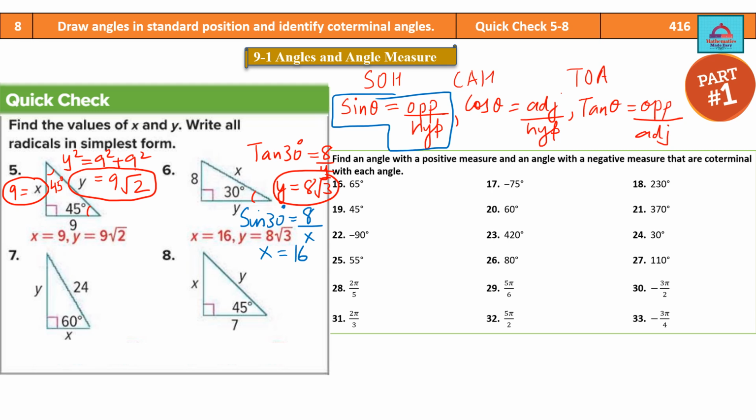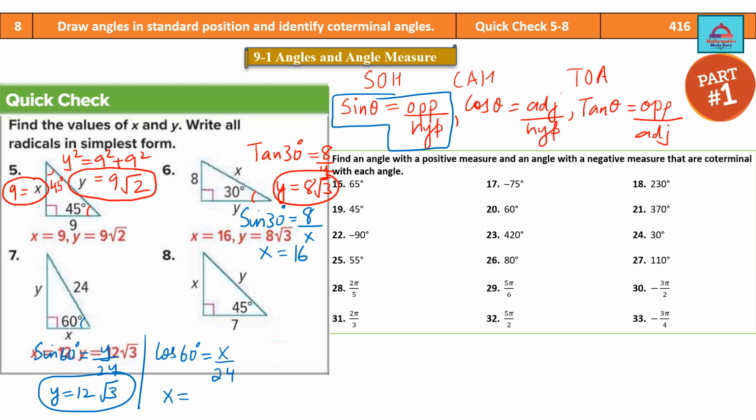Okay, let's come to question 7. Here the angle is given to be 60. I'm going to first use the sine ratio. Sine 60 is opposite over hypotenuse. So opposite is y, hypotenuse is 24. Simplify, so your y comes out to be 12 square root 3. After you got your y, you need your x. So for that I'm going to use cos 60 degree. So this is going to be adjacent x over 24. So x is going to be 12. Okay, so I used trigonometry for these questions.